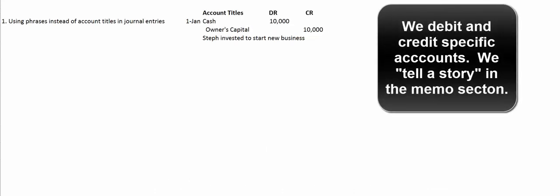One of the most common mistakes is to use phrases and sentences instead of account titles. So students might put in invested cash instead of cash, or they might put in Steph put in capital instead of owner's capital here for the credit in this journal entry. So please be sure to use correct and specific account titles when creating our journal entries.